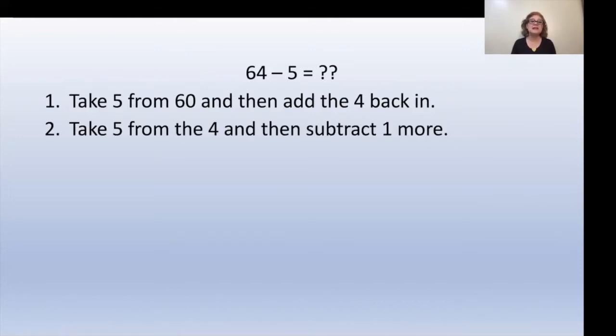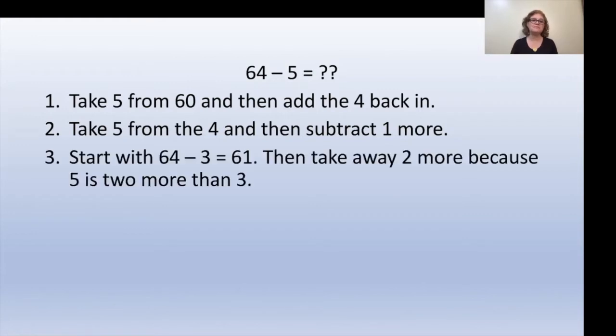Another way is that they can take 5 from the 4, but they still have one more. So then they're going to subtract one more. So it'll be taking 5 from the 4, which will take the number down to 60, but they need to subtract one more, which will take it to 59.